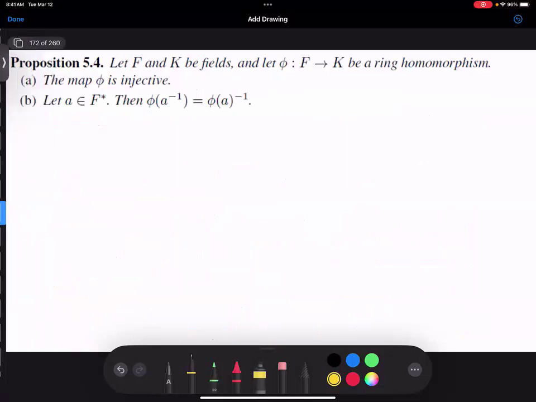Okay, so the next is let F and K be fields. They often use K for corpse, K-O-R-P-S. I'm not even going to try to pronounce words from foreign languages properly.